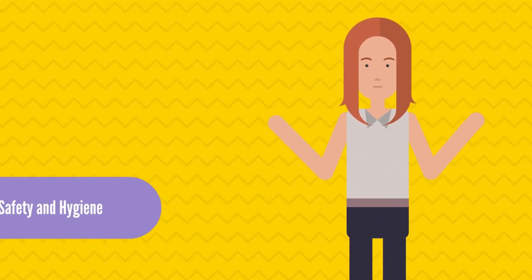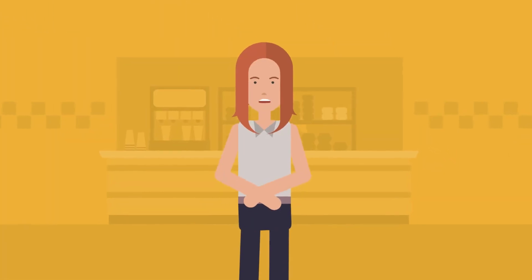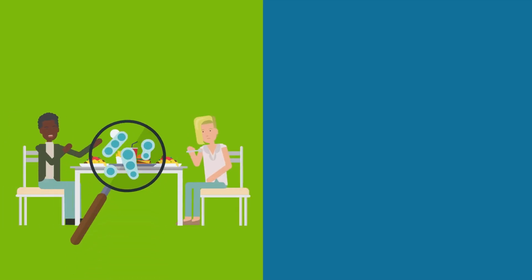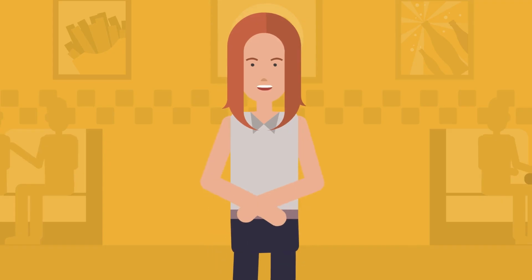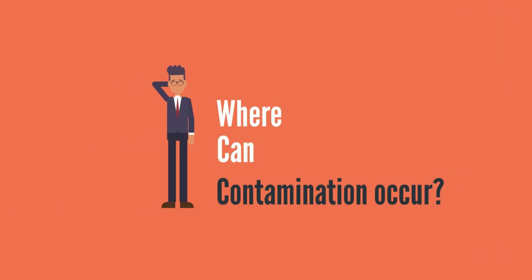Last time, we explored the causes of food poisoning such as microorganisms. Today we will discuss how we can detect and prevent contamination. Let's get right to it. First question, where can contamination occur?